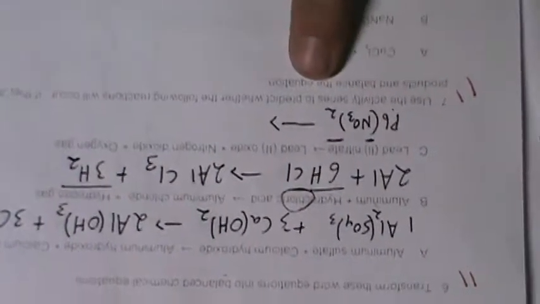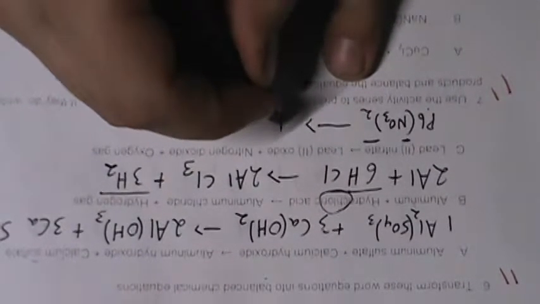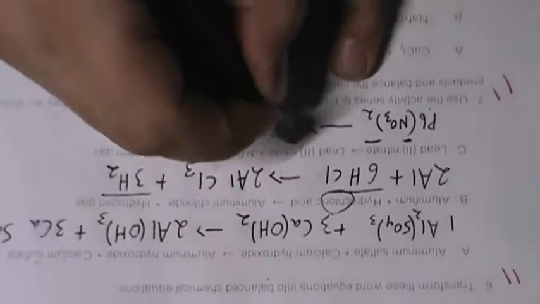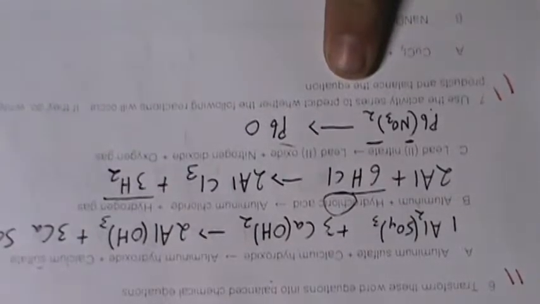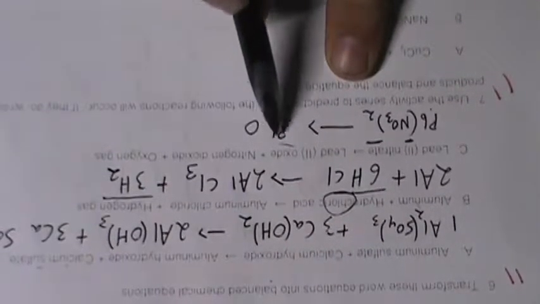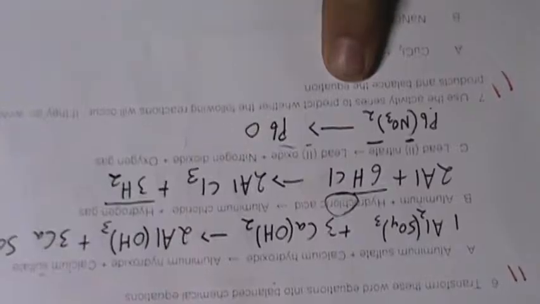Now it decomposes to produce lead-2 oxide. Again, lead, Pb. Oxide is just oxygen, so O. We do our swap and drop, plus 2, minus 2. Cancels out, no need for any subscripts.